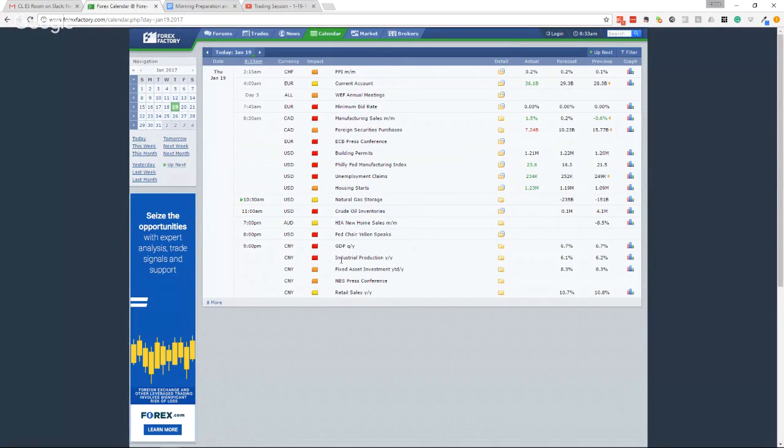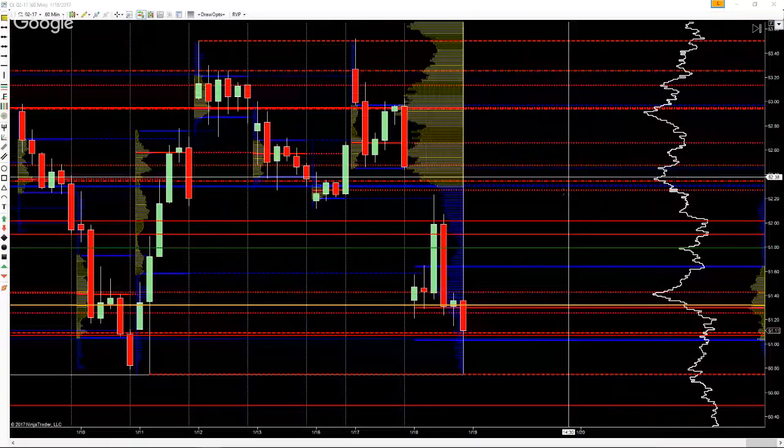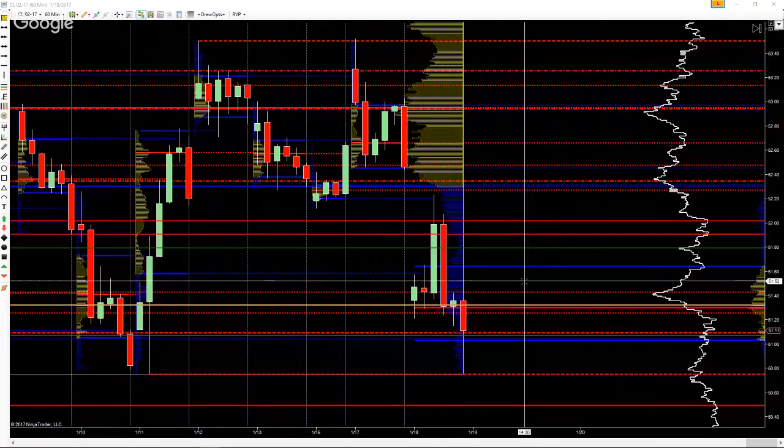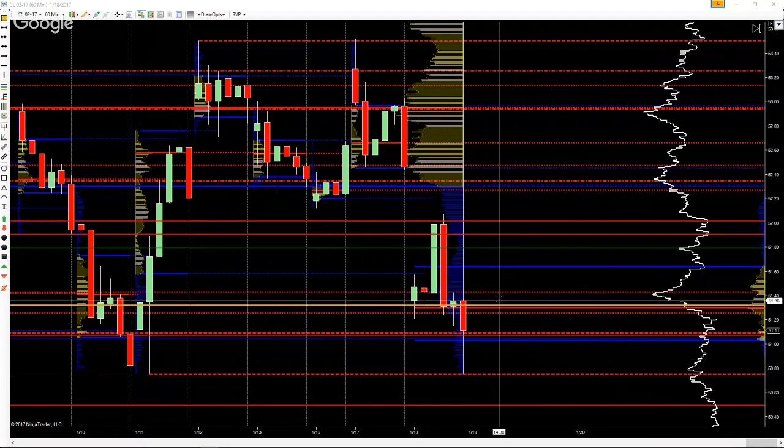Normally that comes out on Wednesdays, but because of the holiday this week, it was pushed back to Thursday. So what that means for us is, in a lot of cases, we have a choppy open before that report comes out. That report on Wednesdays is normally 10:30. Today it's 11. So we'll see what that does for the open.